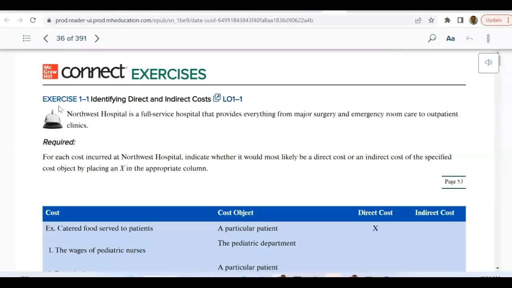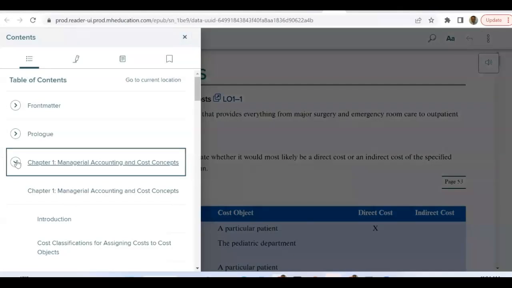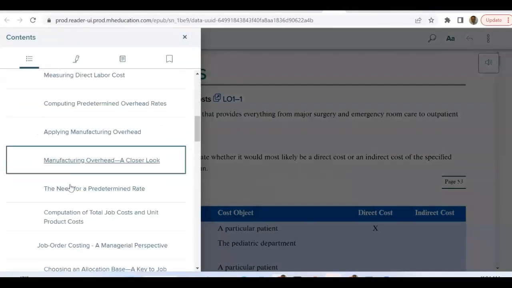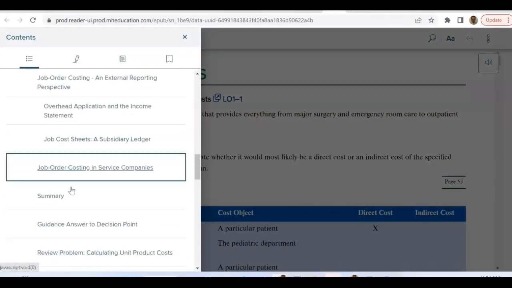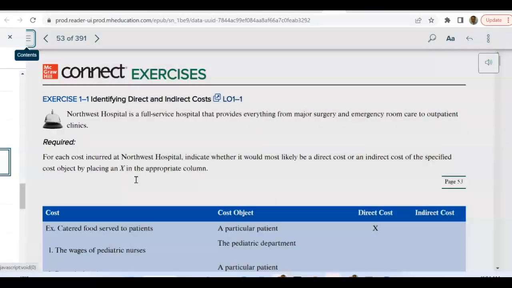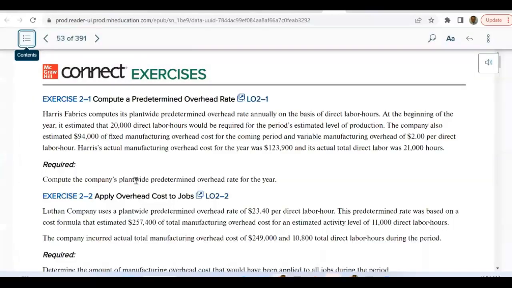Okay, so for the exercise, chapter 1, let's close chapter 1. We did that already. Chapter 2, go all the way down to exercise, and here it is. Okay, so let's do a few, maybe 2-3 problems on this. Exercise 2.1, chapter 2, exercise 1.